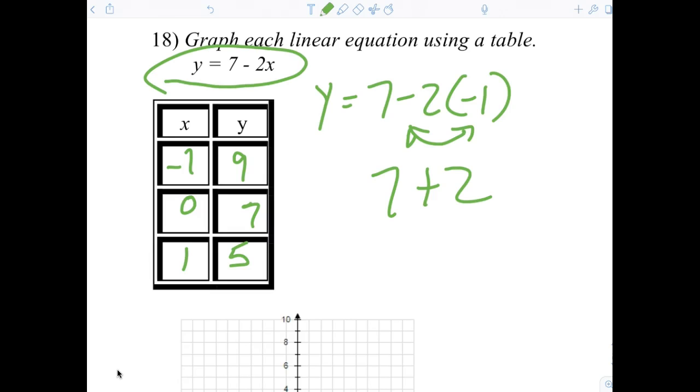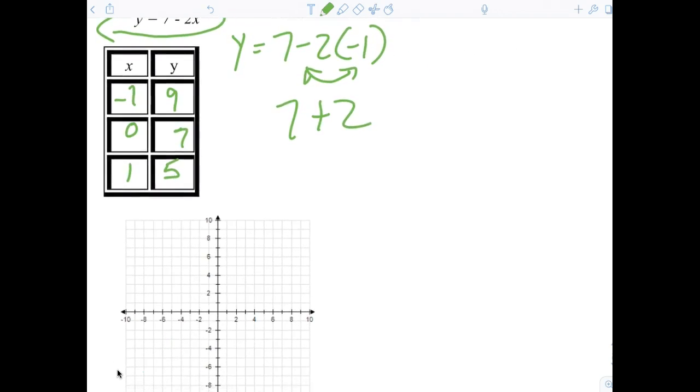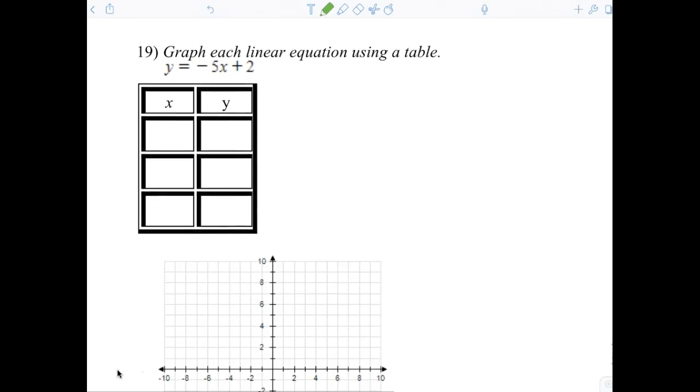All right, is everybody good? This is where you're getting your practice. No daydreaming. This is where you're practicing. Don't take my word for it. Graph it yourself. Now, let's skip the table. You guys are good.